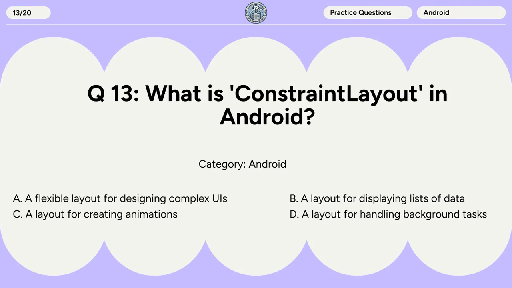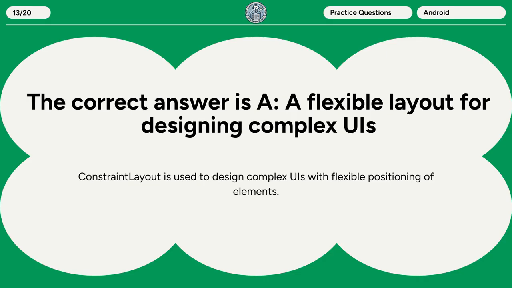Question 13. What is ConstraintLayout in Android? A, a flexible layout for designing complex UIs. B, a layout for displaying lists of data. C, a layout for creating animations. D, a layout for handling background tasks. The correct answer is A. ConstraintLayout is used to design complex UIs with flexible positioning of elements.